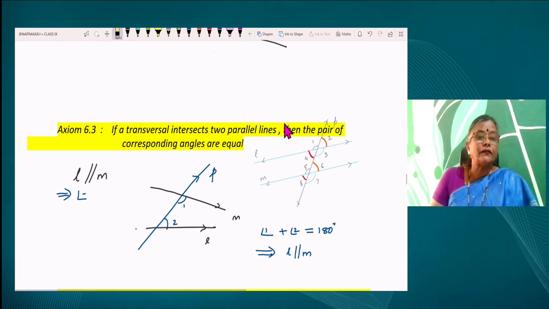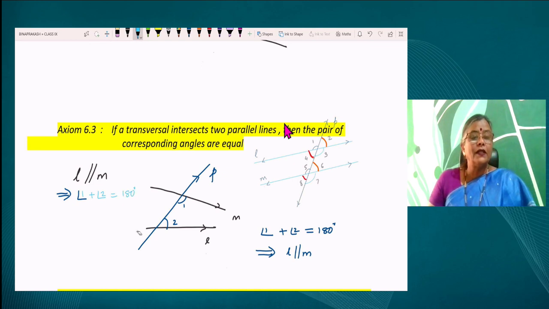Angle 1 and 2, angle 1 and 2 add up to 180 degrees. This is the co-interior pair that gives us 180 degrees. What do we have to prove? Corresponding angles are equal. That means, corresponding angles of which angle? We'll have to look for the corresponding angle. Which angle can be the corresponding angle of 2? Which angle corresponds to 2? What is the corresponding angle to 2?